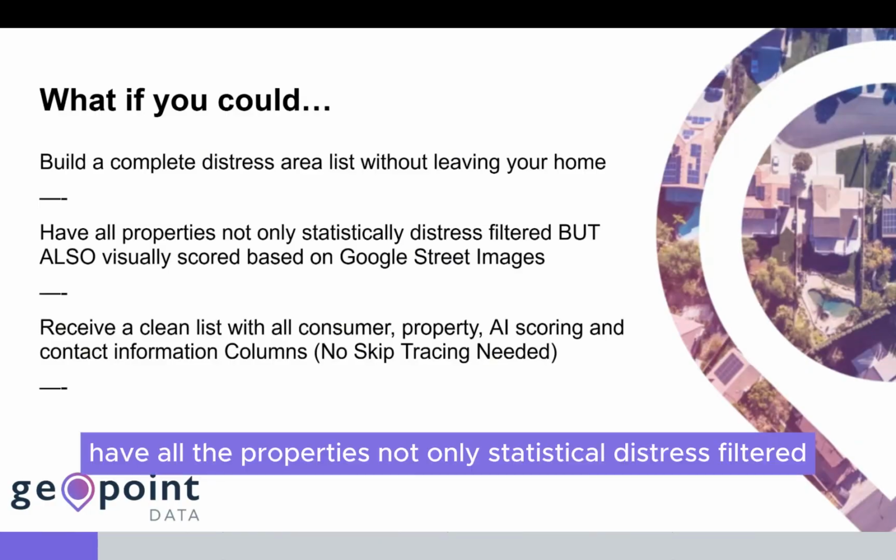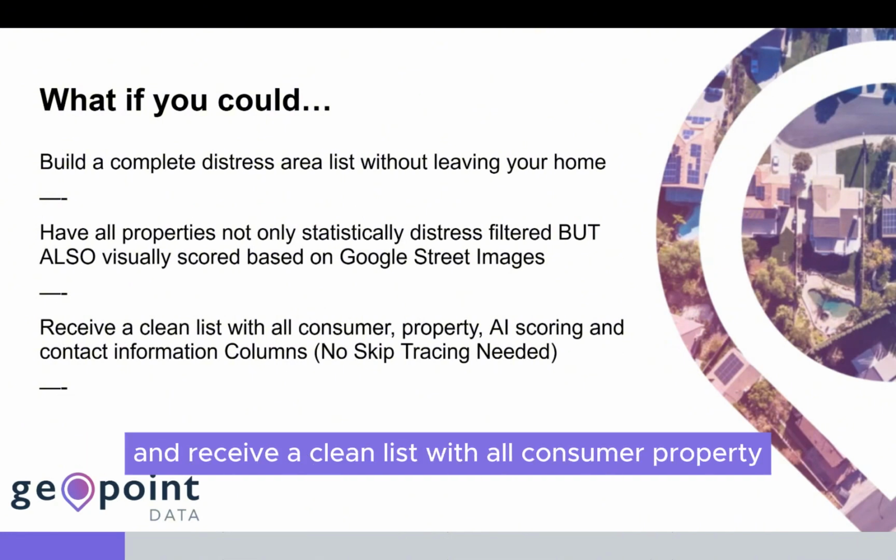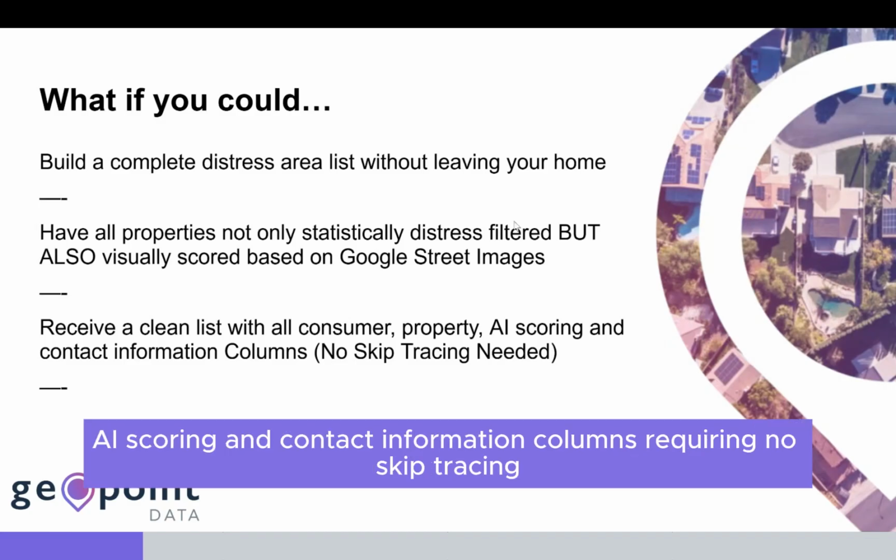Have all the properties not only statistical distress filtered, but also visually scored based off Google Street images, and receive a clean list with all consumer, property, AI scoring, and contact information columns, requiring no skip tracing.